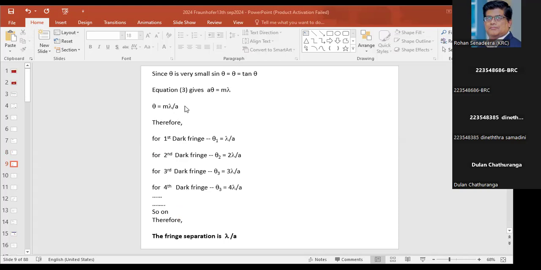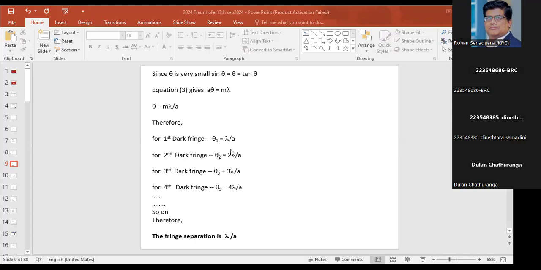Right. Therefore, for the first dark fringe, that is theta 1, theta 1 is equal to lambda by a. You just put m is equal to 1 here. And for the second dark fringe, that means m is equal to 2, the angle is theta 2, so that is 2 lambda over a. For 3, 4, 5, 6, like that, we can write for the third, 3 lambda over a. For the fourth, it goes like that.